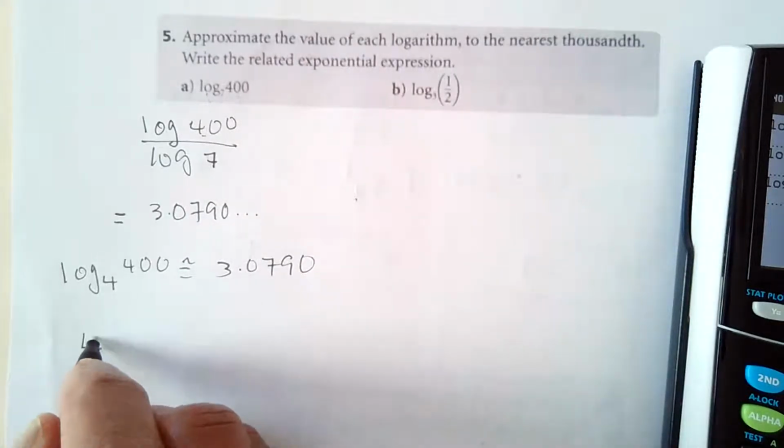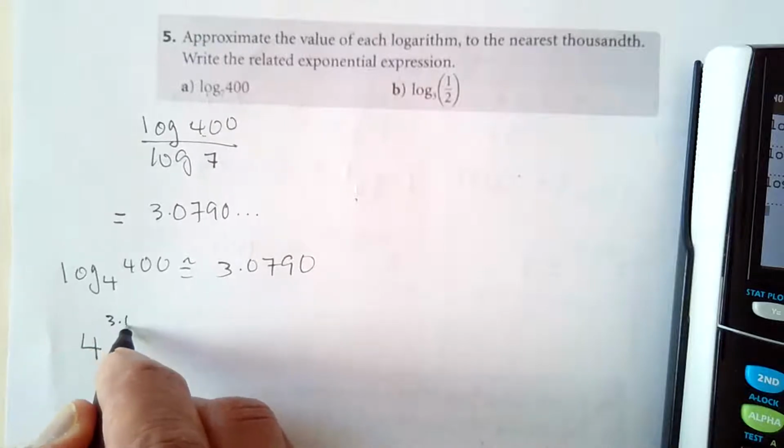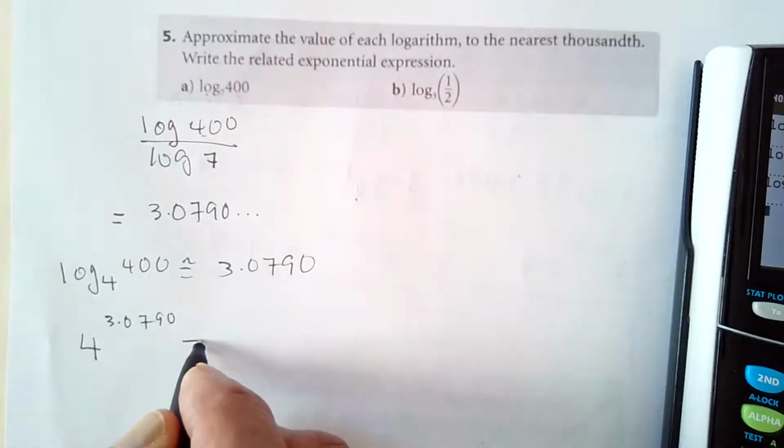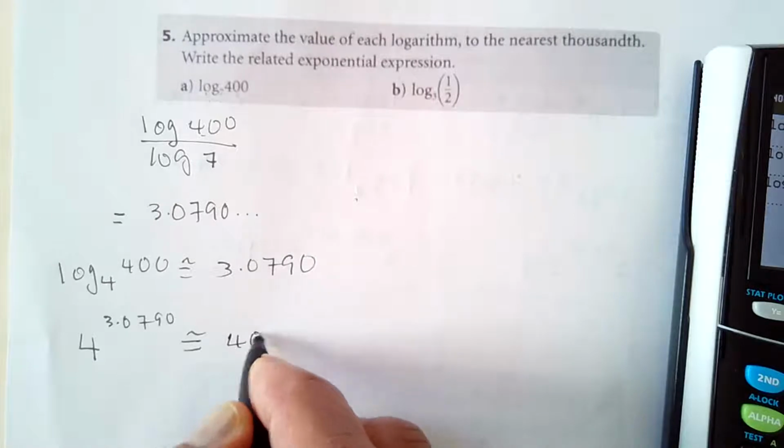So the exponential form will be 7 to the 3.0790, approximately 400.